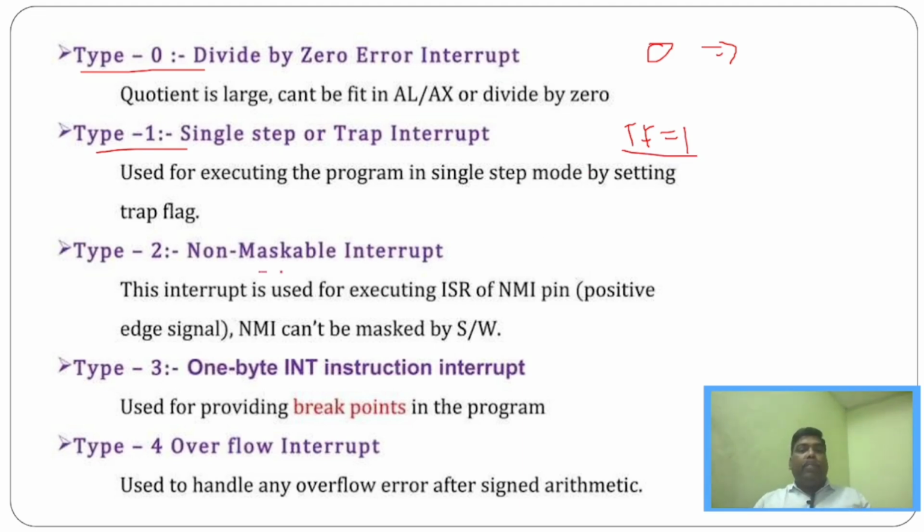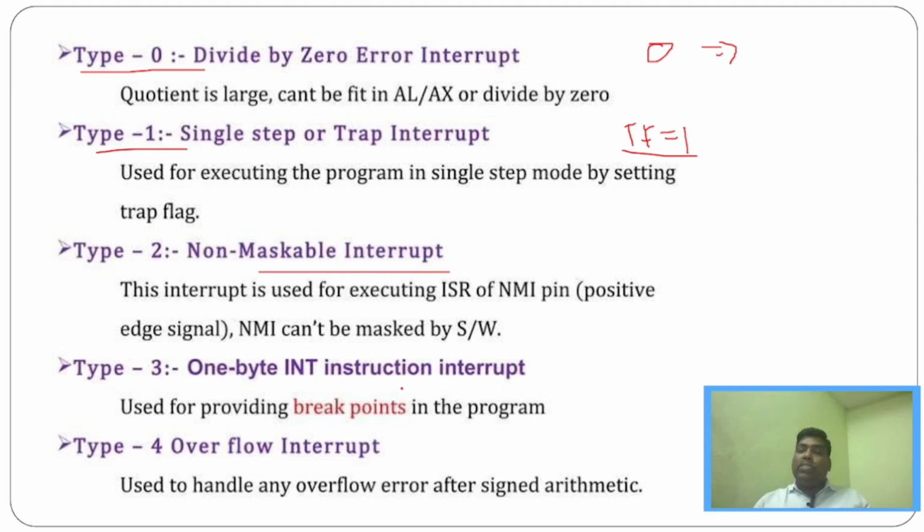And type 2 interrupt, non-maskable interrupt. This is the high priority interrupt in 8086. It is non-maskable, in the sense we will not be able to control it. So that is type 2 interrupt, a non-maskable interrupt. We will see that it is also a hardware interrupt in 8086. We will see that separately. And next one is type 3 interrupt. This is the 1 byte instruction interrupt.